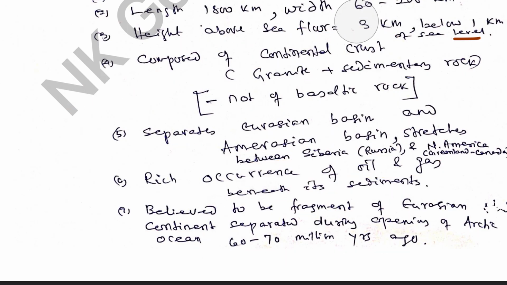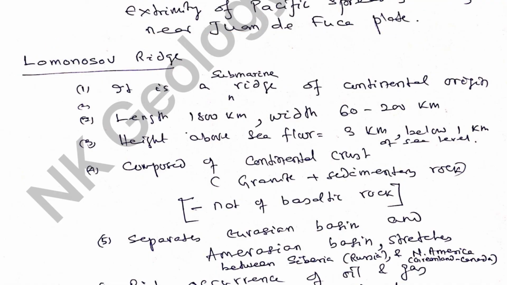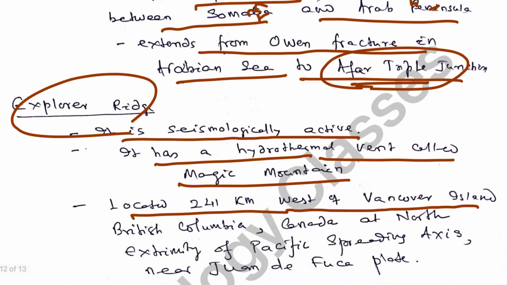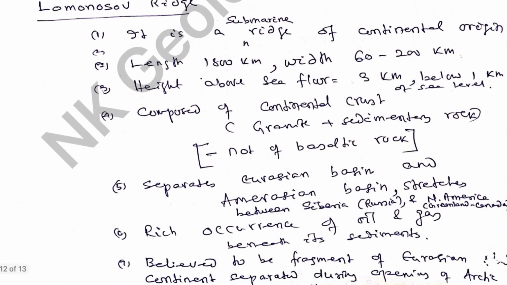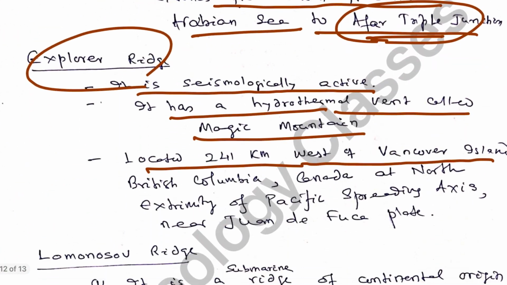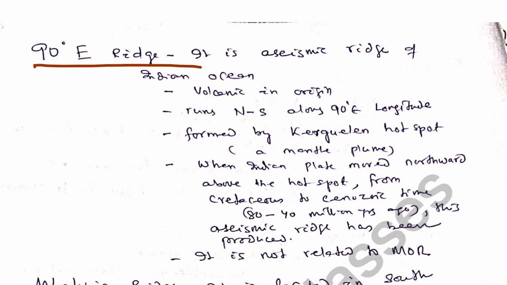So this is Lomonosov Ridge, and beside this we have the Gakkel Ridge, Explorer Ridge. This is Lomonosov Ridge. Then we have the 90-degree East Ridge. So the 90-degree East Ridge is present in the Indian Ocean through the Bay of Bengal, having its location along 90-degree east longitude. It is a seismic ridge in the Indian Ocean.